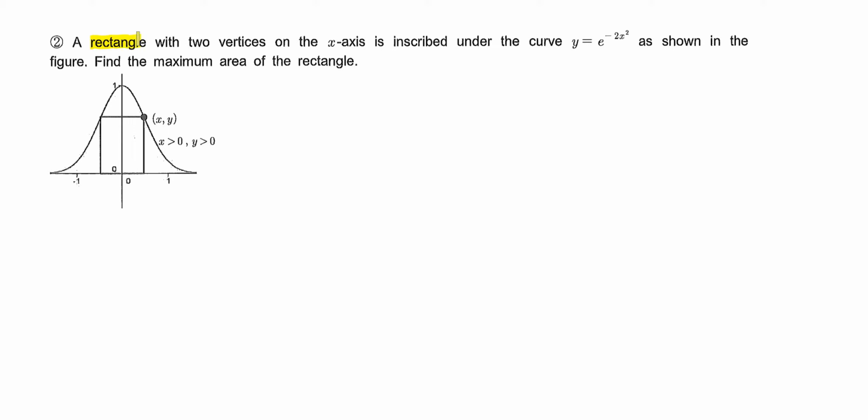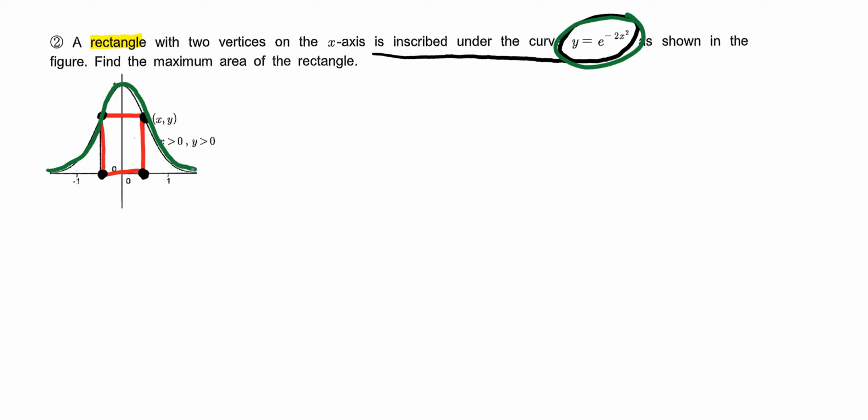This problem, I have a rectangle. So the rectangle is this shape right here, and it has 2 vertices on the x-axis. So there's a few vertices on the x-axis there, and it's inscribed under the curve y equals e to the power of negative 2x squared. So I'm assuming that this equation right here is this graph right here. So you have a rectangle that's inside that particular exponential function there. And I need to find the maximum area of the rectangle.